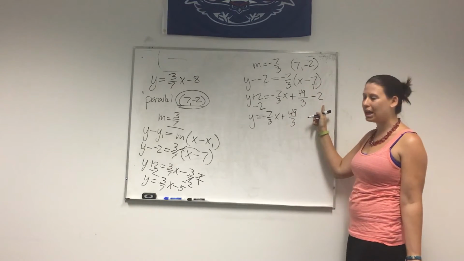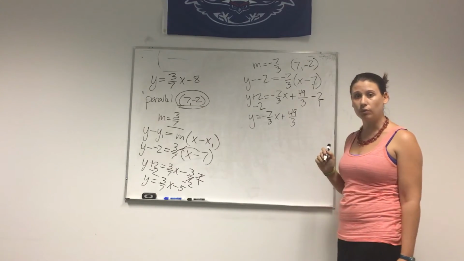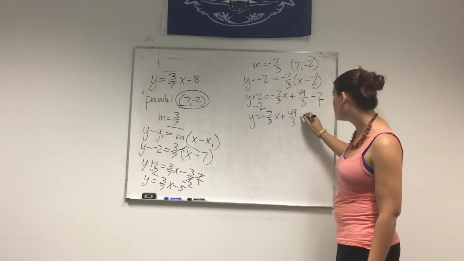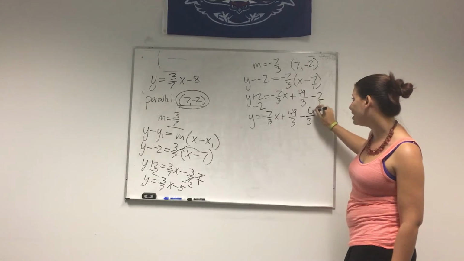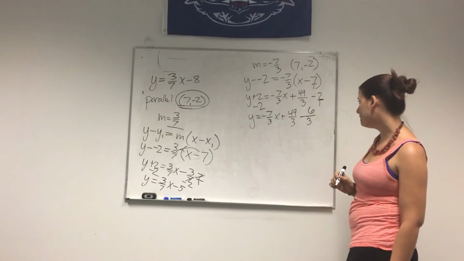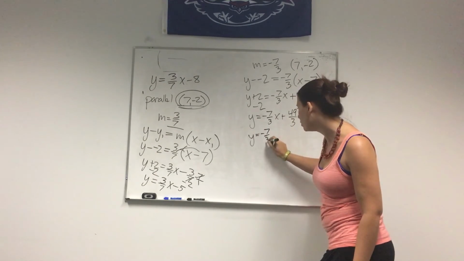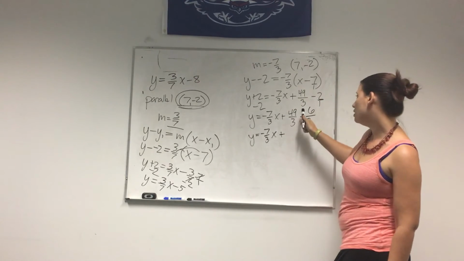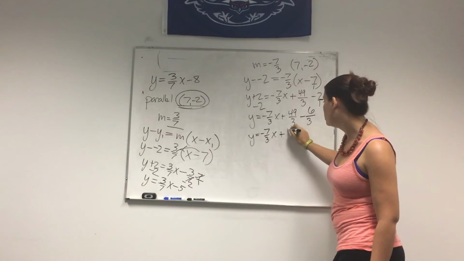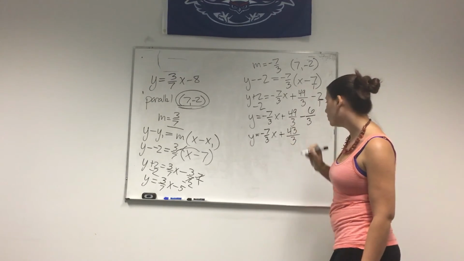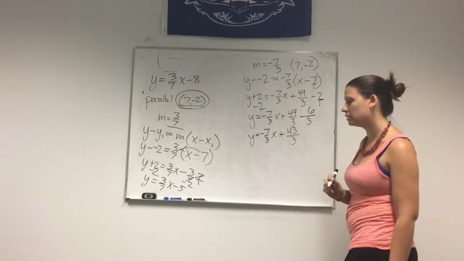But minus 2 we can't combine because it doesn't have the same denominator. So it was over 1. We want it to be over 3. So that means it's going to be a negative over thirds. So 2 times 3 is 6/3. Okay? So then we combine to make it y is equal to negative 7/3 x plus 49 minus 6 is 43, so 43/3. And 43 is not divisible by 3, neither is 7. So that's it, that's our line.